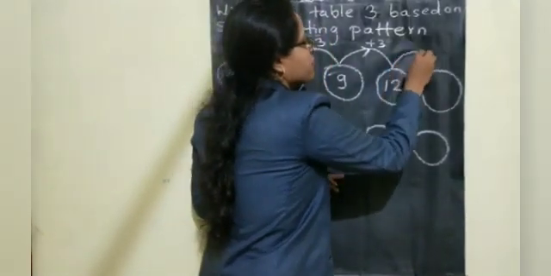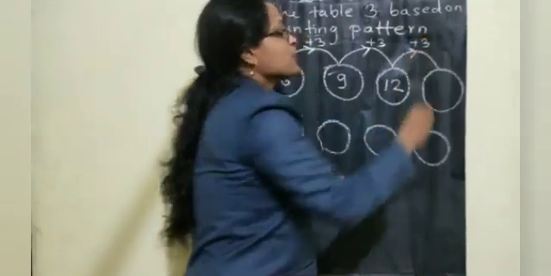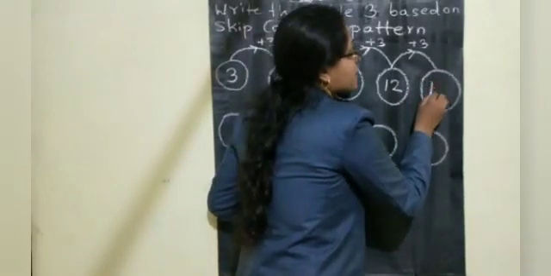Again from 12 we are moving to the next number. Again you have to add 3 to 12. So 12 plus 3 how much, children? 15. So you write 15 here.